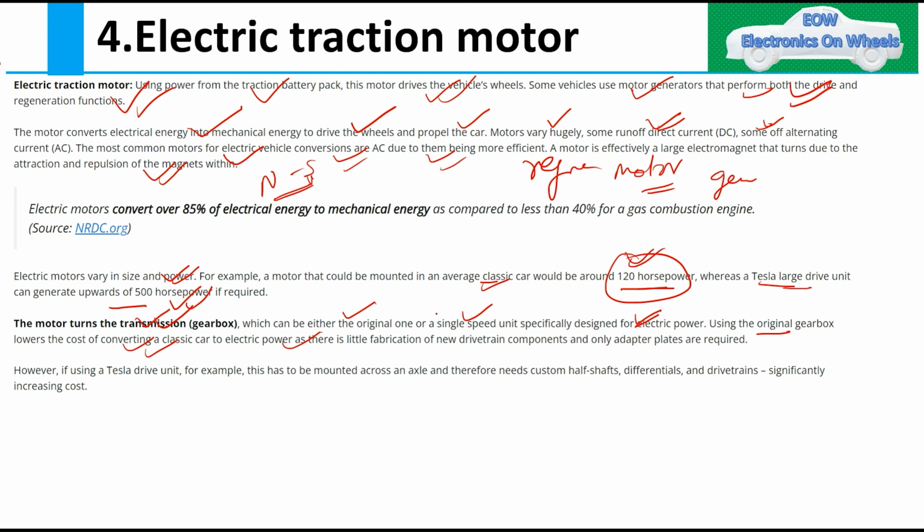Using an original gearbox lowers the cost of converting a classic car to electric power, as there is little fabrication of a new drive. So you do not use the drivetrain which you use in an ICE engine, because here your inverter is doing everything and you do not need any gears like one, two, three, four.